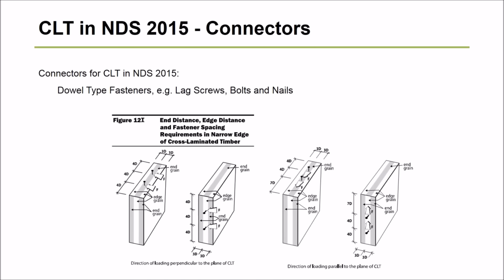Luckily, for our commodity-based connectors, the NDS 2015 has now included provisions for connectors and fasteners in CLT. So our nails and our commodity lag screws, etc., are covered under the NDS, and this is how we can calculate the strength of those fasteners in CLT, as well as the proprietary manufacturers of screws have tested and published design capacities that by and large follow the same pattern and requirements of the NDS. It's just they've expanded those for the hardware that they provide.